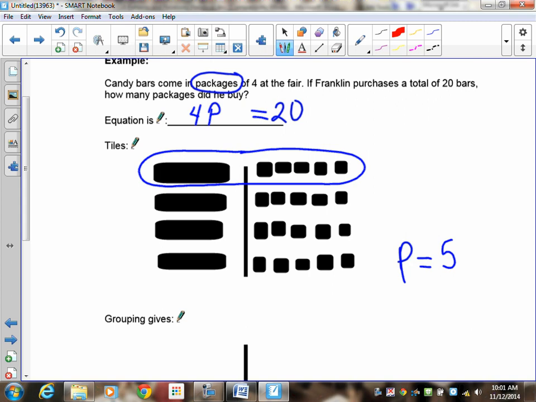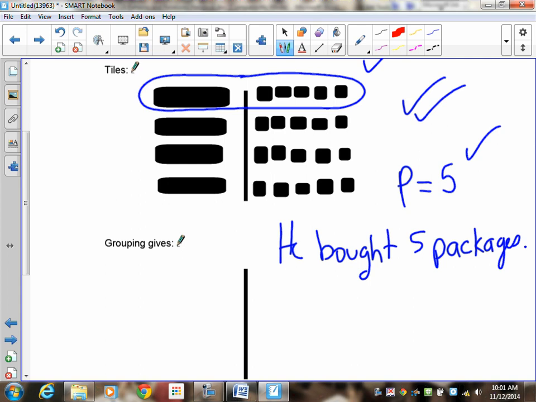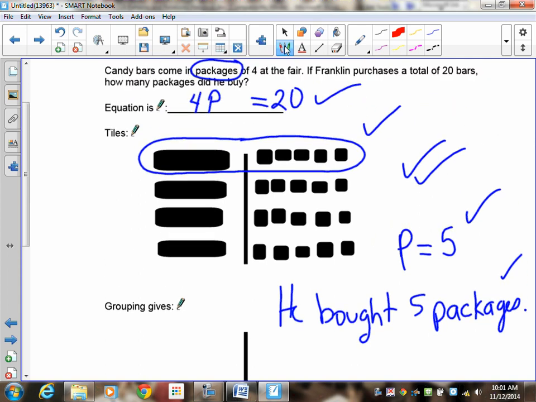So how am I going to mark this? Come up with the equation, draw the tiles, group them, tell me the solution in tiles, and then tell me what it is symbolically. And of course it is a word problem, so you would say how many packages did he buy? He purchased, or he bought, B-O-U-G-H-T, 5 packages. Okay, and of course you get a mark for that too, because it's a sentence for a word problem. So there you go. Come up with the equation, draw the equation, group it, circle the variable's amount, tell me what it is, and then put it in your sentence.